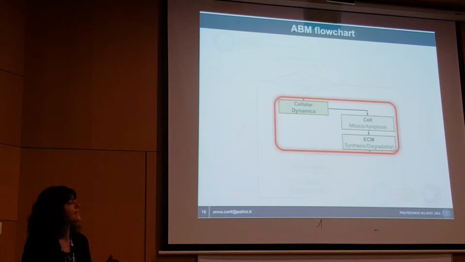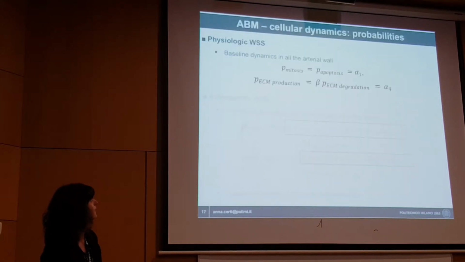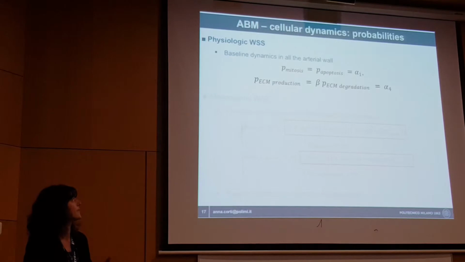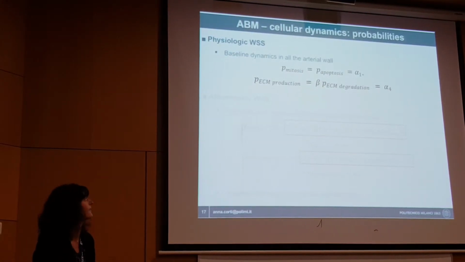So then the model implements cellular dynamics, so cell mitosis and apoptosis, and extracellular matrix production and degradation. Under physiologic condition, a balanced mitosis and apoptosis, as well as extracellular matrix production and degradation, was set in order to replicate the homeostatic state of a healthy artery.